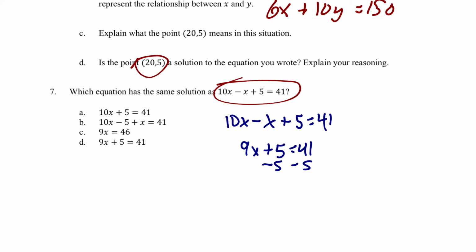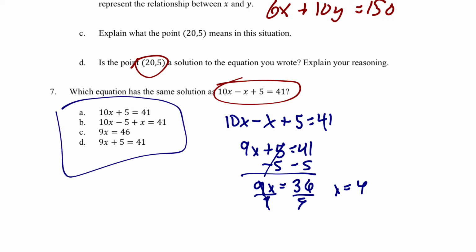Subtract 5 from both sides. Show that work. 9X equals 41 minus 5, which is going to give us a nice 36. Divide both sides by 9. X equals 4. Okay? So with X equaling 4, which of these equations are true? Because we did all of this work right here, you can look here and see what matches up here that makes sense and what doesn't. All right.